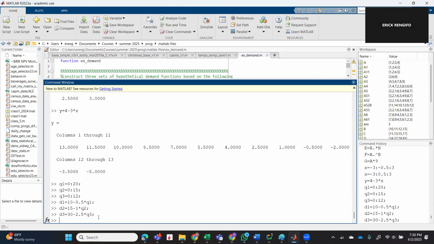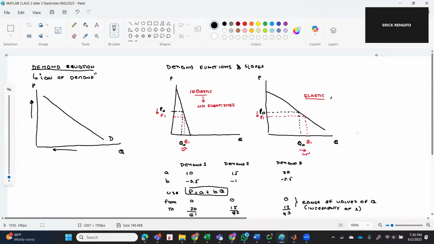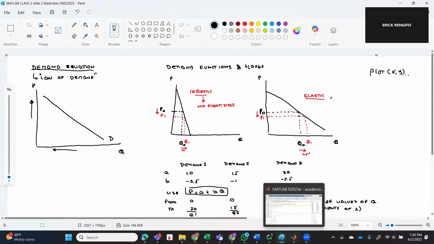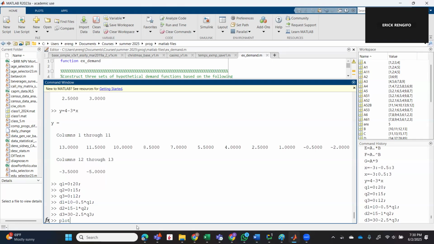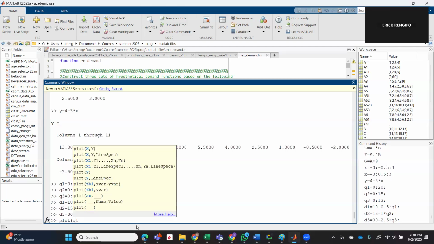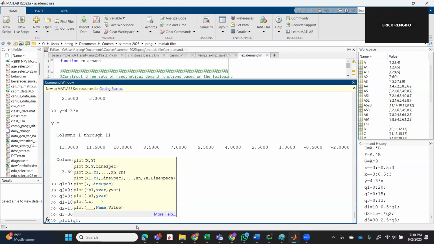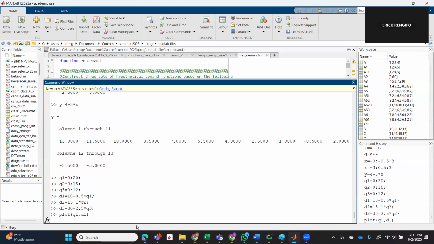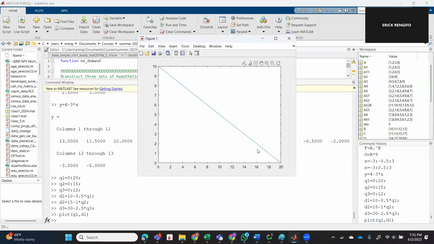I will do more on graphs later, but let's do a simple plot so you can have an idea what we have done. The plot command, guys, is always X, Y, and then we can add many other things. So let's plot all of them. My X for the first case is going to be Q1, my Y is D1. I'm just plotting. You see the first line? This is the line created by Q1 and D1.